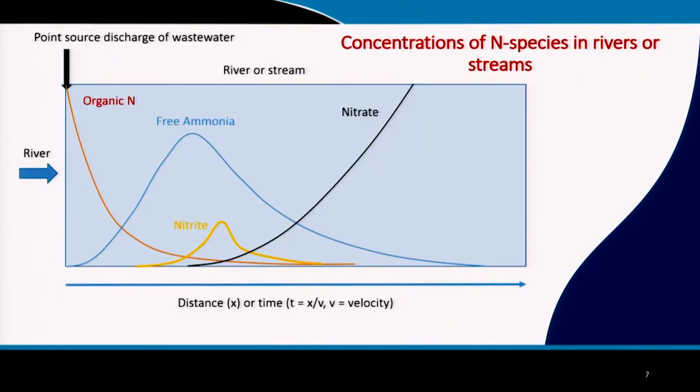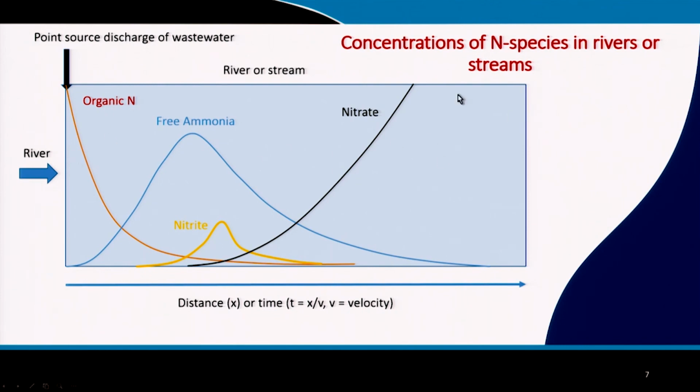Having discussed nitrification in terms of the individual bacterial species that are involved in converting one nitrogen species to another, let's also take a holistic view of how it happens in the natural environment. So this is a very simple and very interesting example of how nitrogen species in rivers or streams are converted from one form to another.